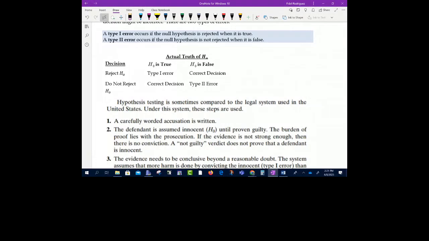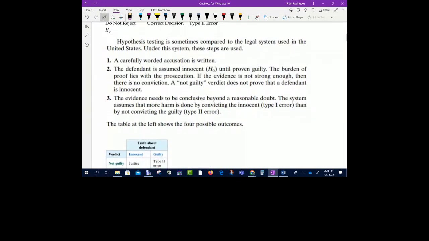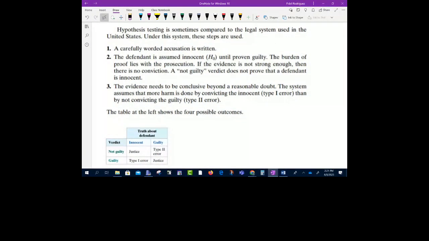We're gonna go into some details, but one way we can figure out hypothesis testing, y'all, is to compare it to the legal system that's used in the United States. Okay, so what happens? A carefully worded accusation is written.